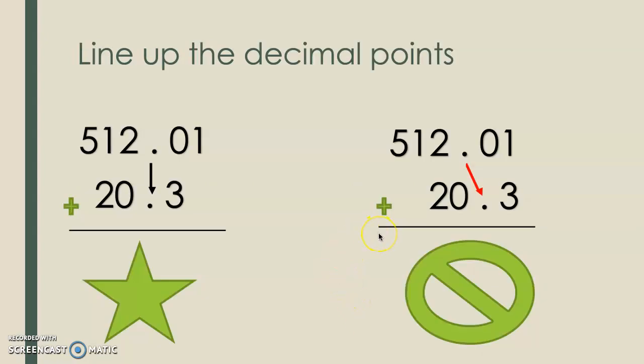When we are adding decimals, we must line up the decimal points. On the example on the left, 512.01 plus 20.3, we line up the decimals. On the example on the right, 512.01 plus 20.3, the decimals are not lined up.